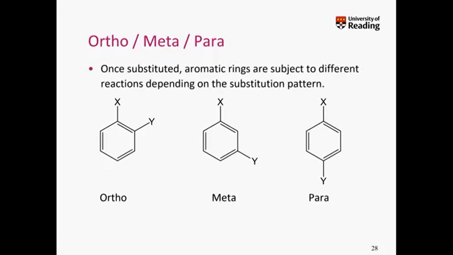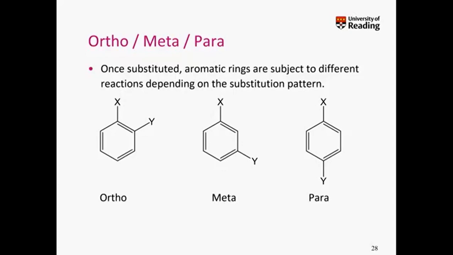So when I say ortho, meta, para, what I mean is, once we substitute a ring, there are different reactions that occur relative to the substitution pattern. So if we take X as being the substituent that we're interested in, if Y, another substituent, is right next to it, we would call that ortho. If it was 1 carbon away, we would call it meta. And if it was 2 carbons away, so opposite, we would call it para. So we've got ortho, meta, and para.